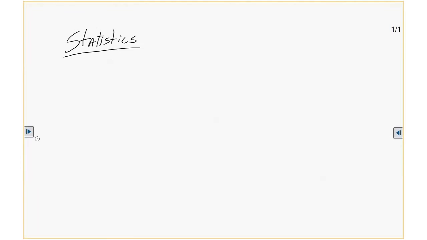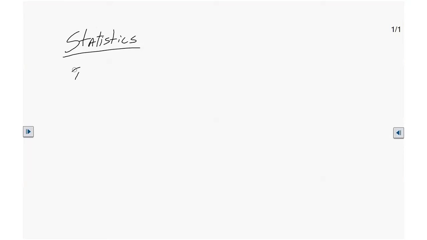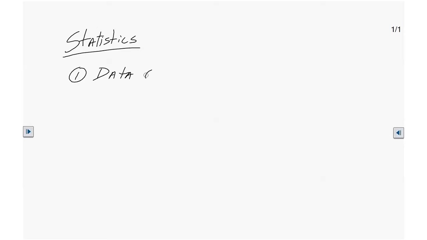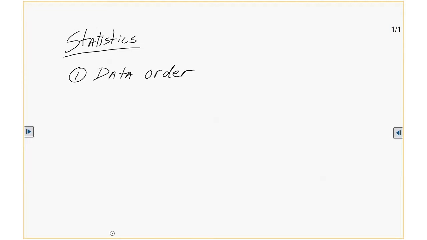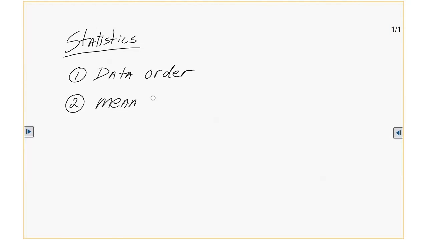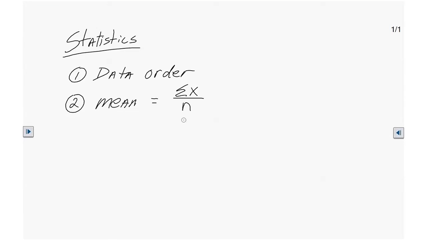You're talking about pulling up data, you're talking about calculating, you're talking about putting it in order. That's the first thing. Put your data in order. Okay? You need to find the mean. The way that you find the mean is you add up all the x's and you divide by n.